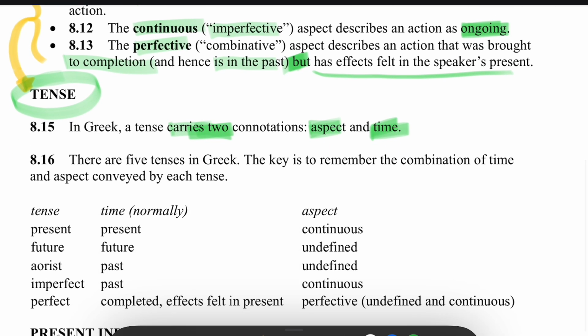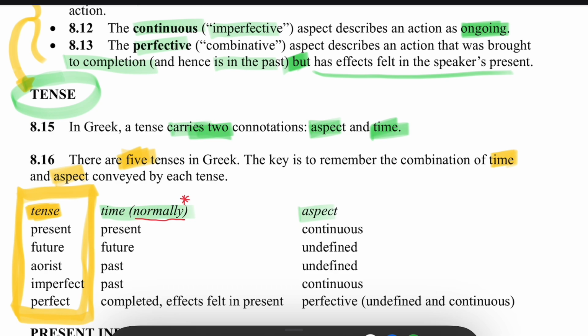So there are 5 tenses in Greek, and the key is to remember the combination of time and aspect conveyed by each case. So we have the tenses right here. And those tenses are present, future, aorist, imperfect, and perfect. And then we have the time when these things occurred and the aspect. Again, this is kind of a caveat here. This is normally. There are some significant deviations from this that we'll get into later.